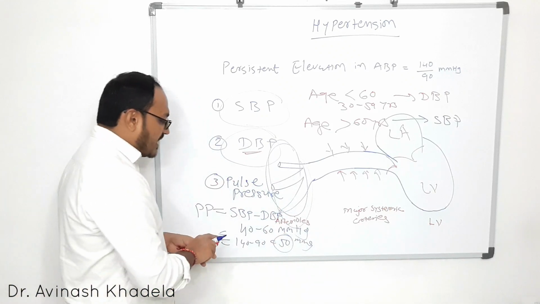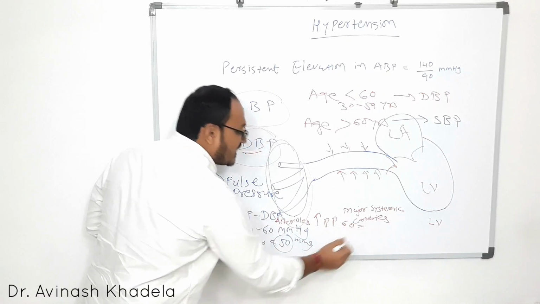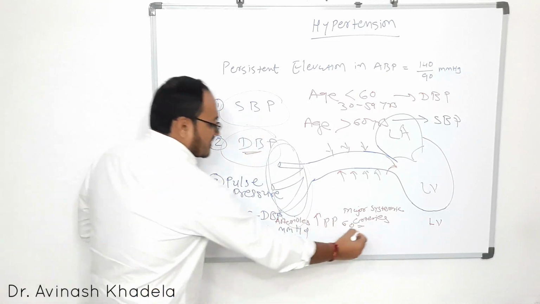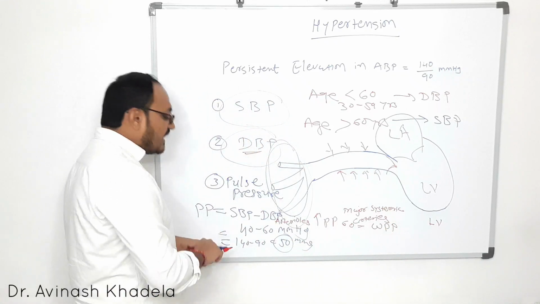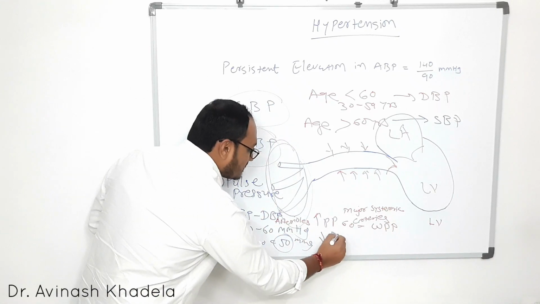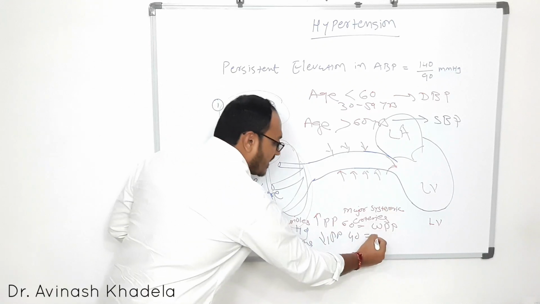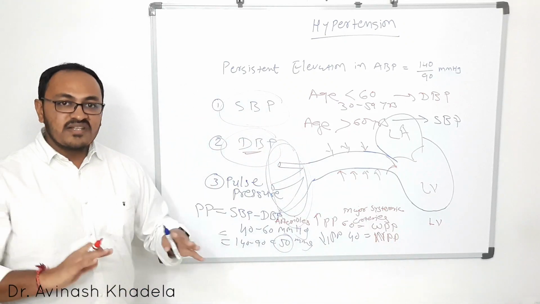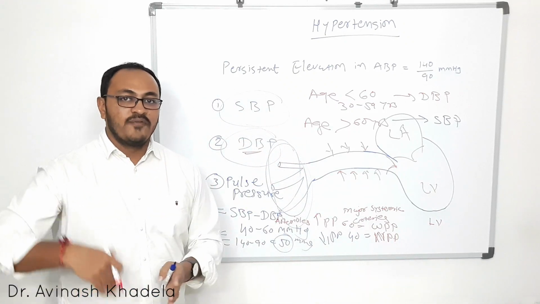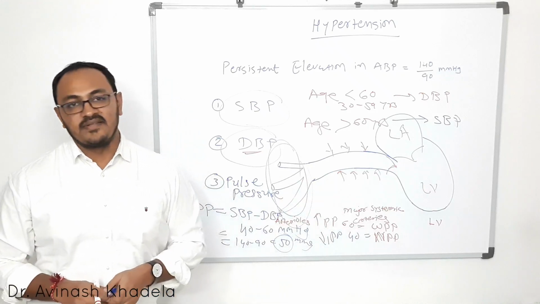If the pulse pressure goes more than 60, it is known as wide pulse pressure. If the pulse pressure goes less than 40 mmHg, it is called a narrow pulse pressure. Both the conditions are not good for future consequences in terms of cardio as well as cerebrovascular disease.